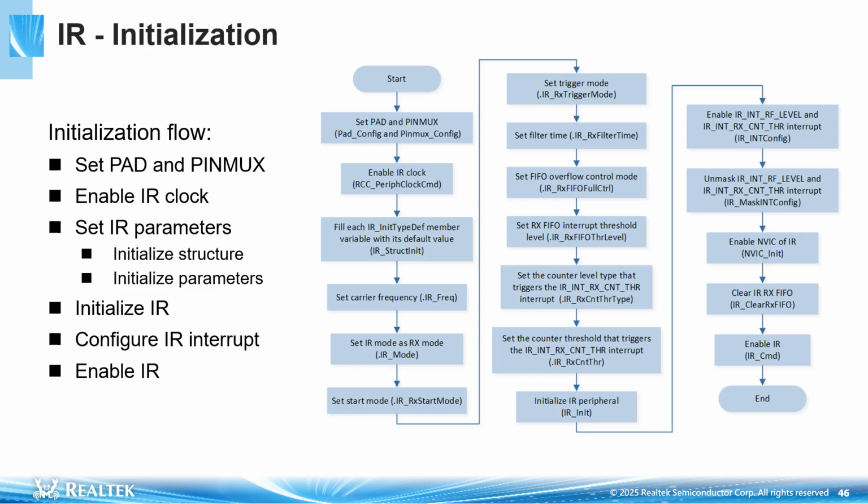The initialization process of IR is shown in the figure. The first step is to set PAD and PINMUX, the second step is to enable the clock signal of IR, the third step is to set the parameters of IR, the fourth step is to initialize IR according to the set parameters, the fifth step is to configure the interrupt of IR, and finally, enable IR.